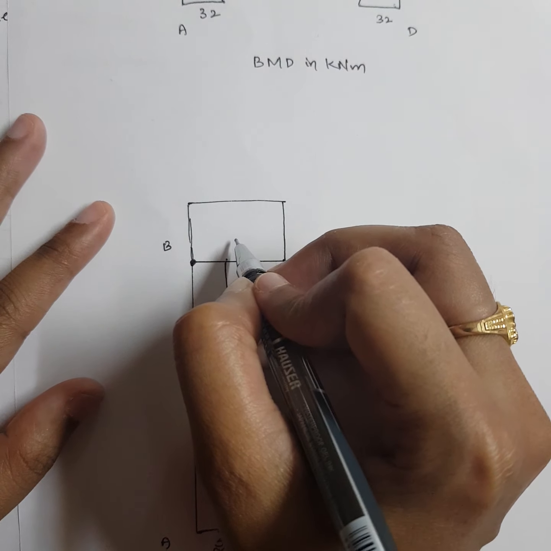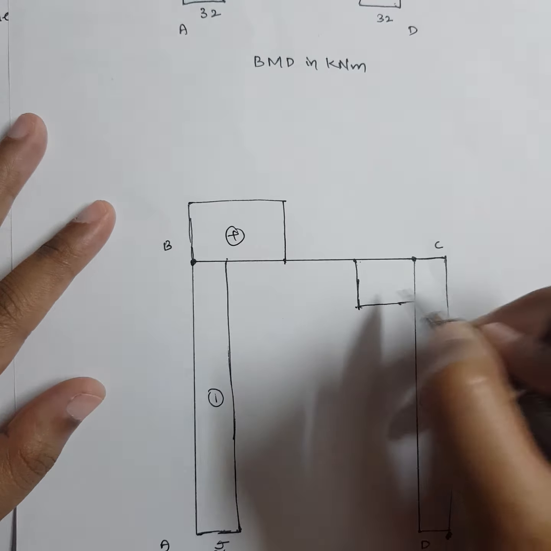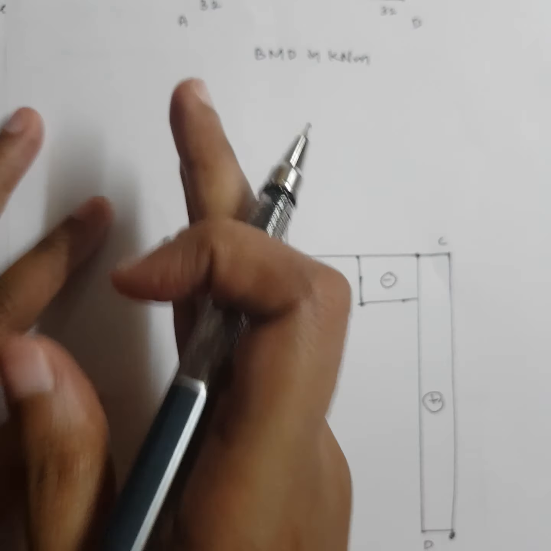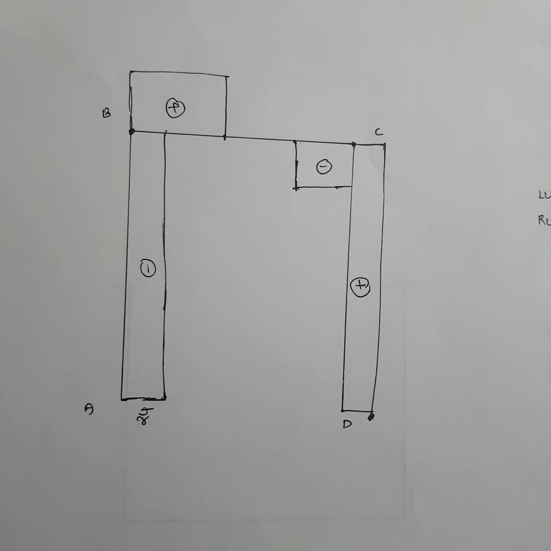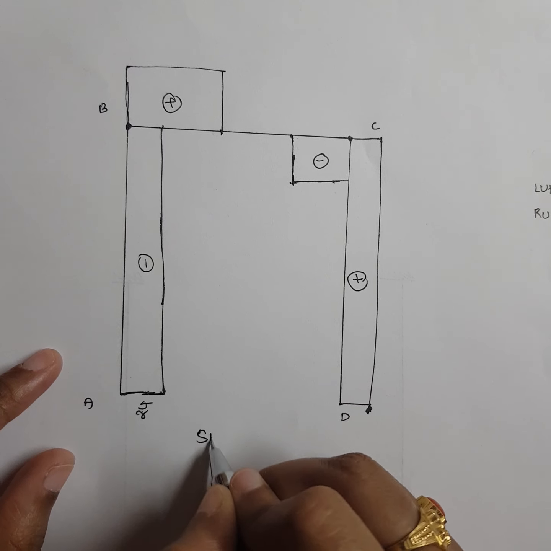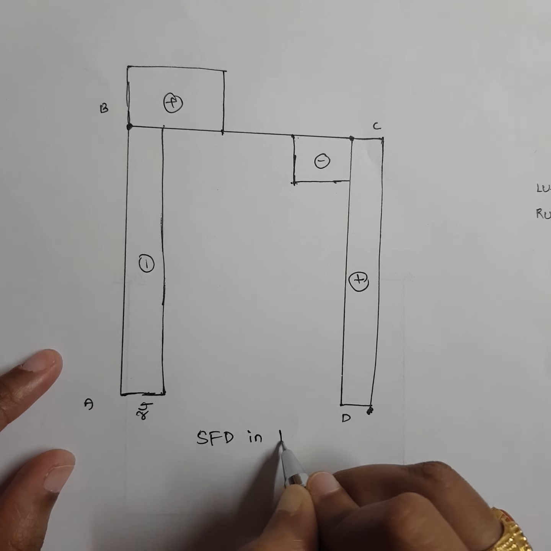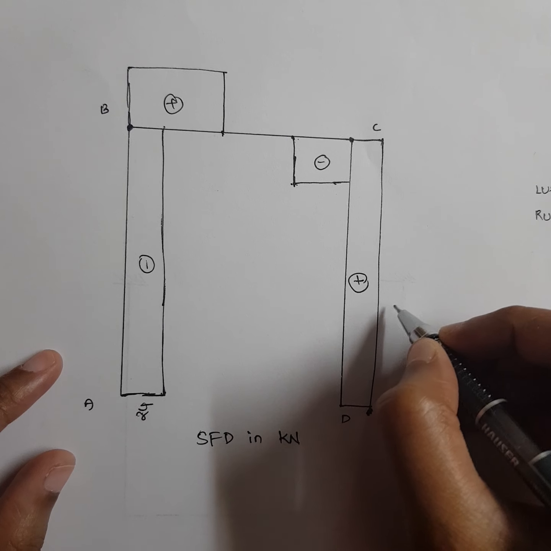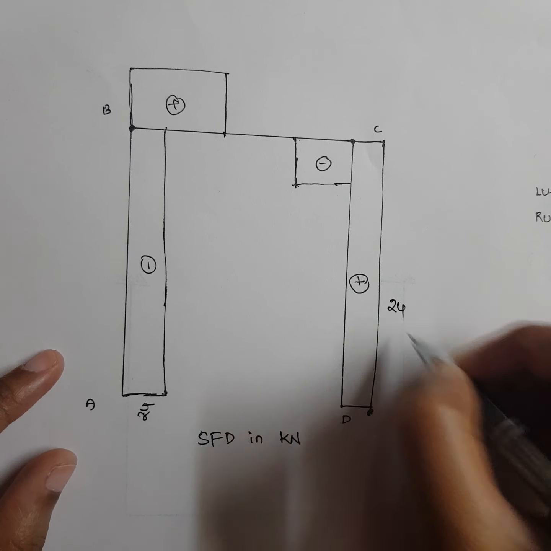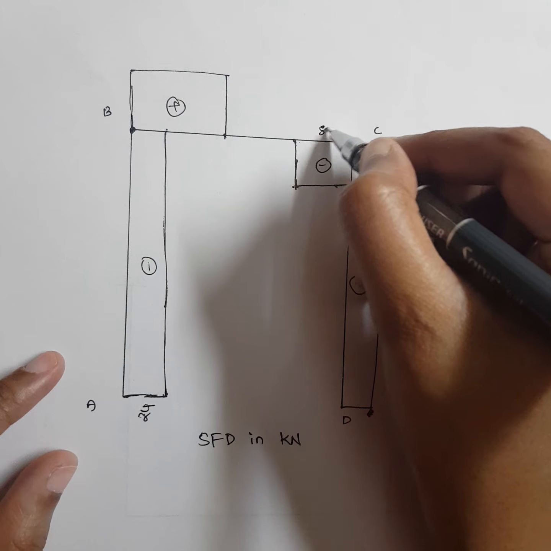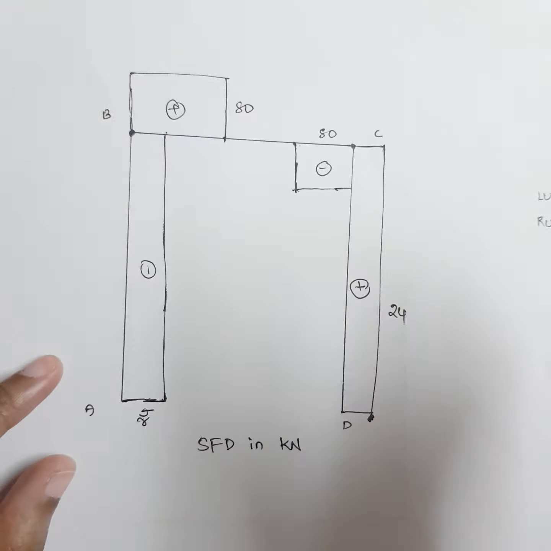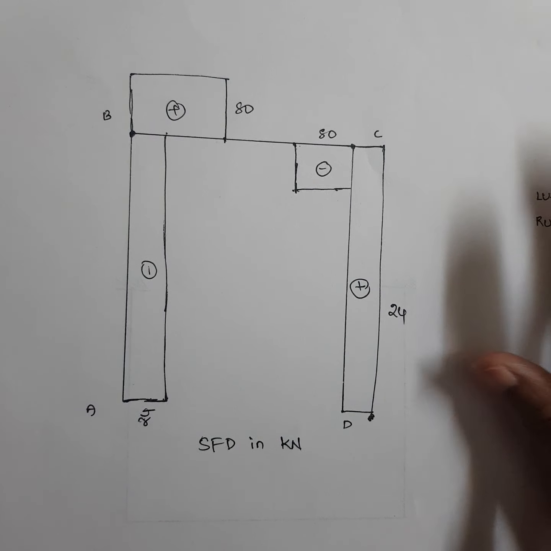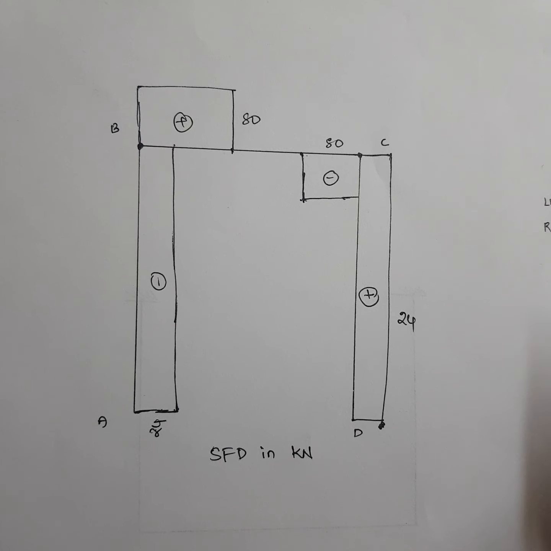So this is positive and this is negative. Right side upward negative, left side upward positive. So like this you have to complete your SFD. So finally you can write SFD in kilonewton. This is also 24 and this is 80 and this is also 80. So like this you have to complete the entire diagram. Okay, so thank you.